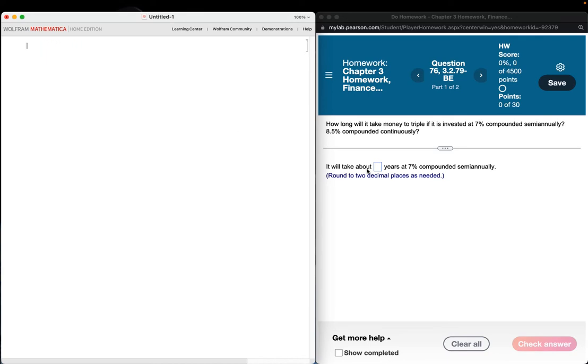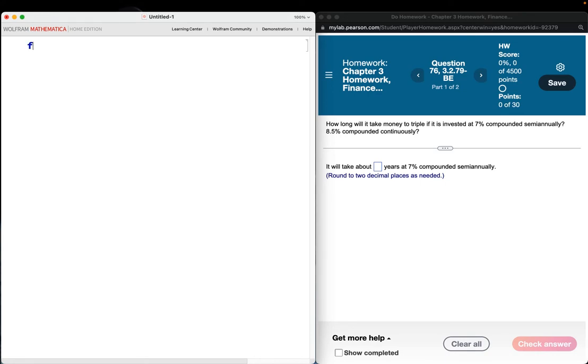Okay, so let's take a look at this question. We're doing question 76 in chapter 3. How long will it take money to triple if it is invested at 7% compounded semi-annually? What about 8.5% compounded continuously? Okay, so let's answer the first question. So let's think about what's actually happening here.